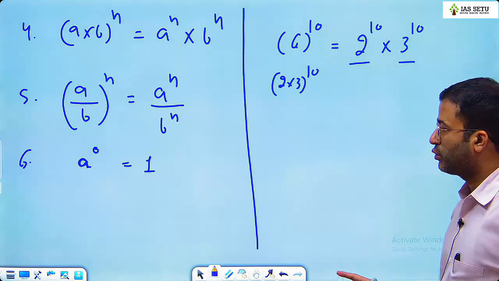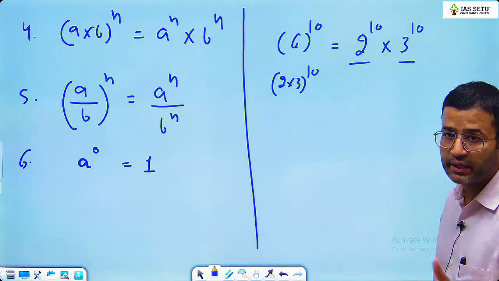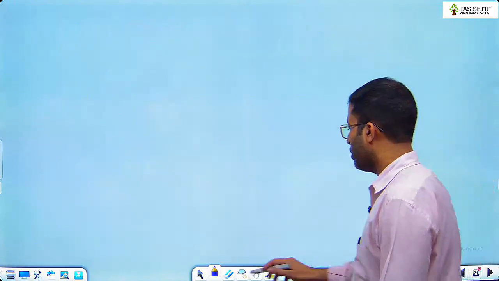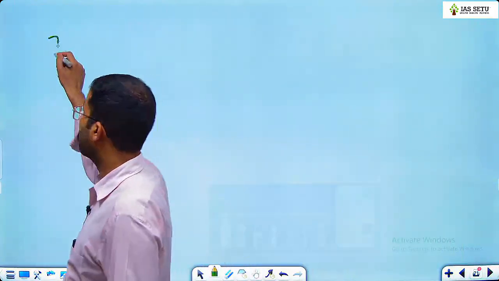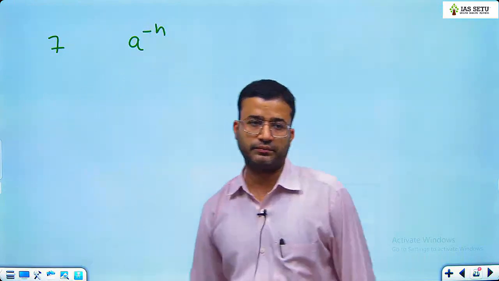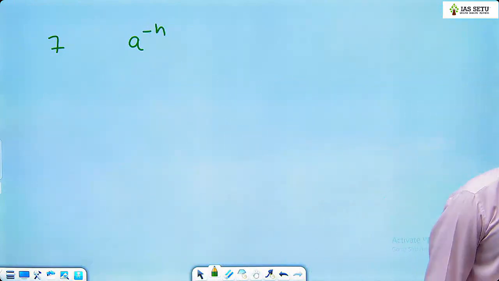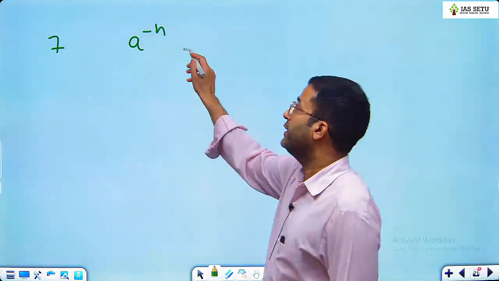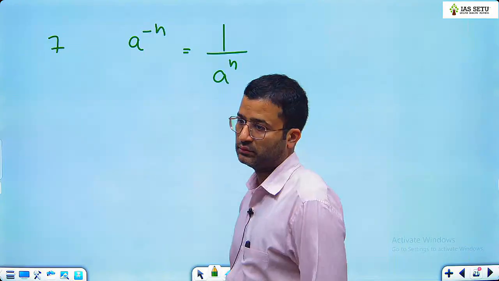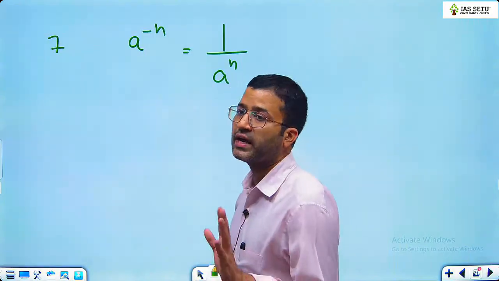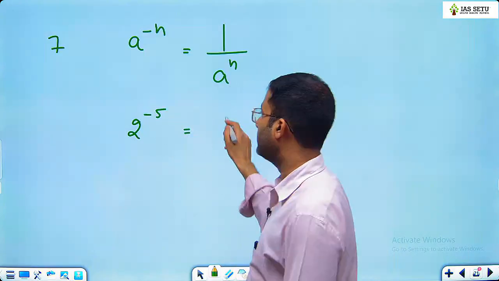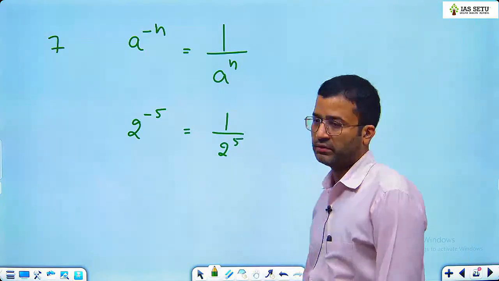I tell you one more rule where maybe category 1 will not be comfortable, but I will explain with the help of example. Rule number 7. A is to power minus n is equal to 1 upon a is to power n. A नेगेटिव नहीं है, पावर नेगेटिव है. 2 is to power minus 5, it is 1 upon 2 is to power 5.